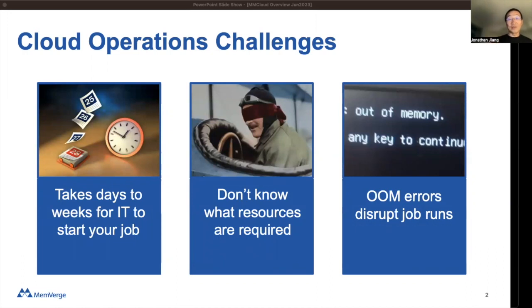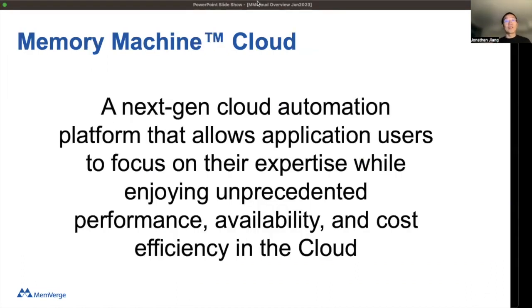MMCloud is the next generation cloud automation platform that hides the complexity of the cloud from the app user. So the app user can focus on their subject matter, and the system takes care of maximizing efficiency and minimizing cost.